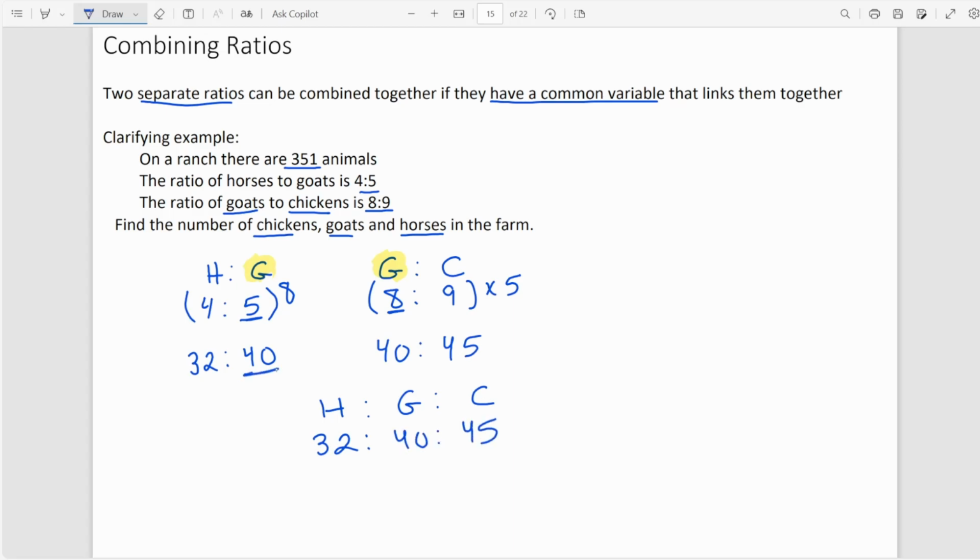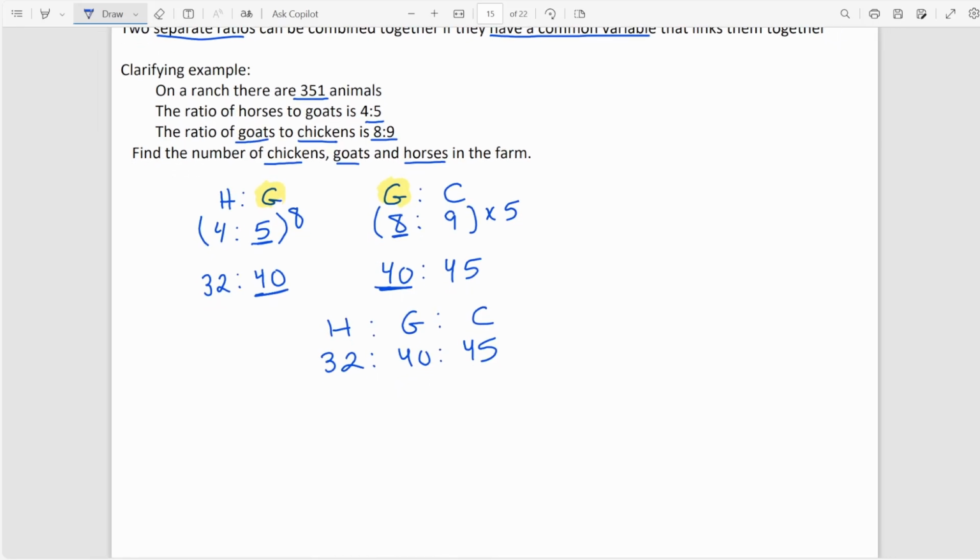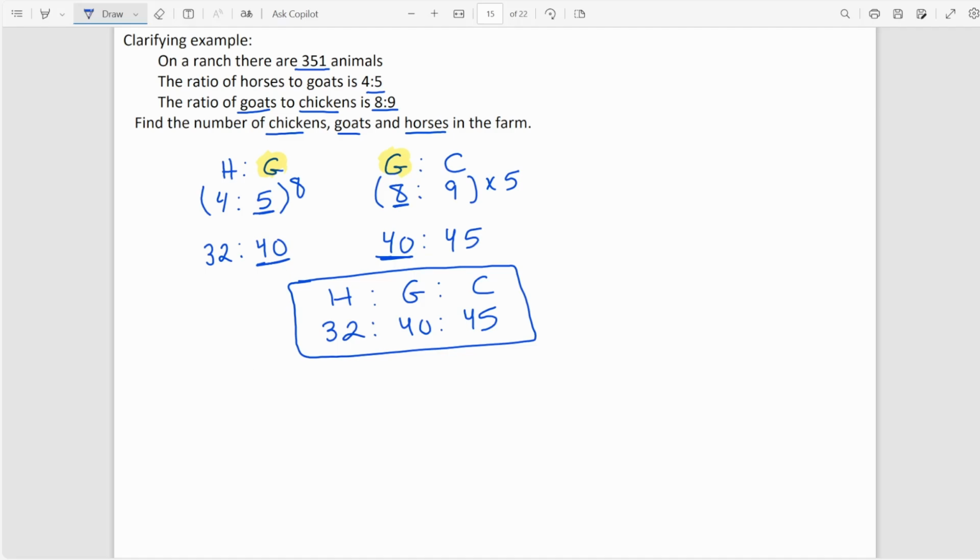Okay, so now that I've made the parts of the goats equal on both ratios, I can just combine them. Okay, now I have this combined ratio, and this combined ratio is what will solve all of my problems now. So now in order to find the number of chicken, goats, and horses, I will firstly find the total number of parts by adding my parts. I'm going to plug this in the calculator, and you get 117.